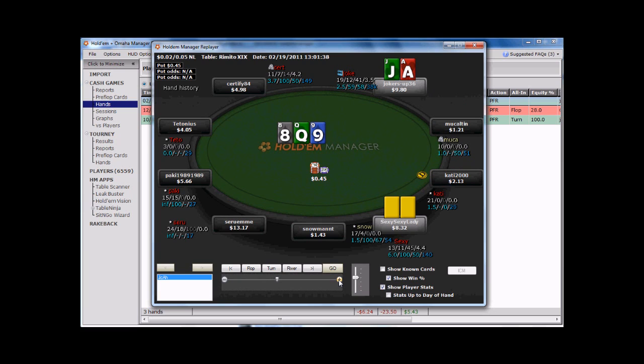So 8 queen 9 comes on the flop. We don't flop anything. This is obviously a pretty good board to c-bet because you can represent this queen with hands like ace queen, king queen.